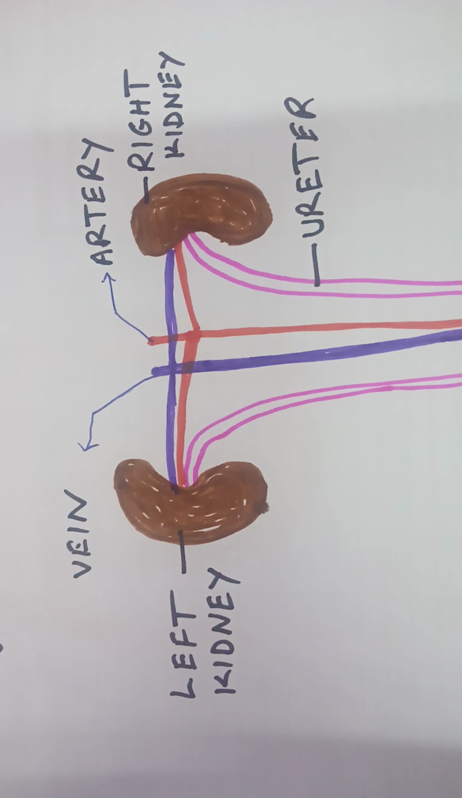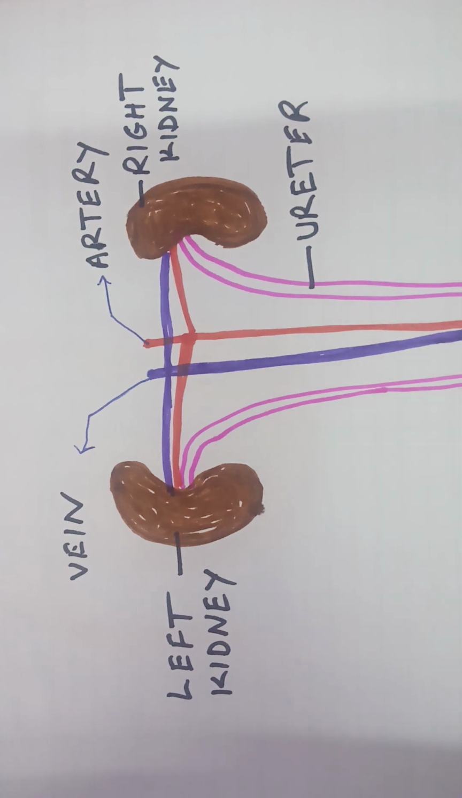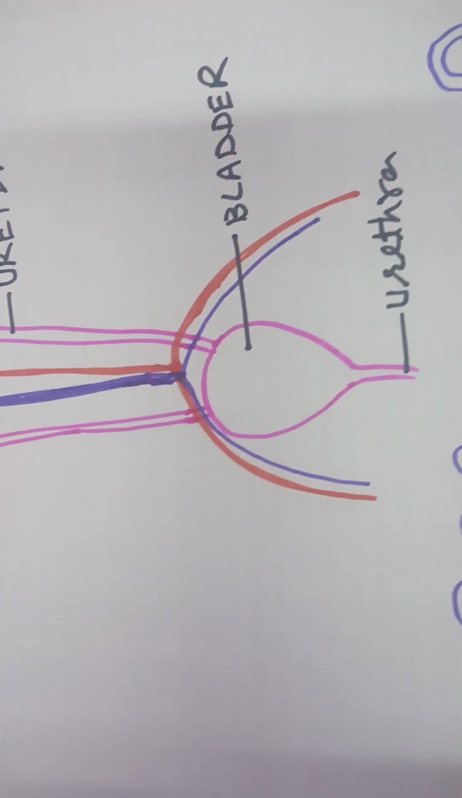First of all, the definition. The excretory system consists of organs which remove metabolic wastes and toxins from the body. The human excretory system consists of a pair of kidneys, a pair of ureters, the bladder and the urethra.